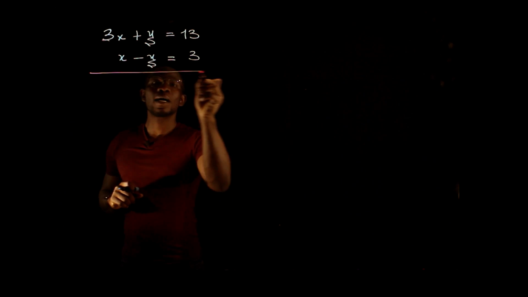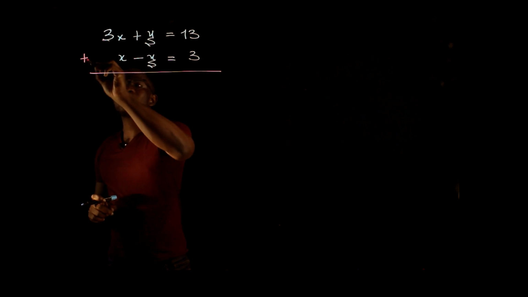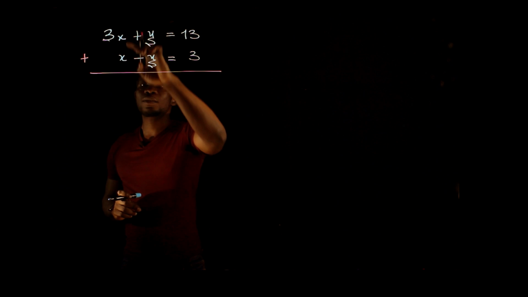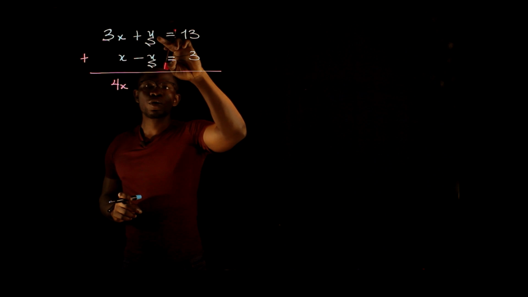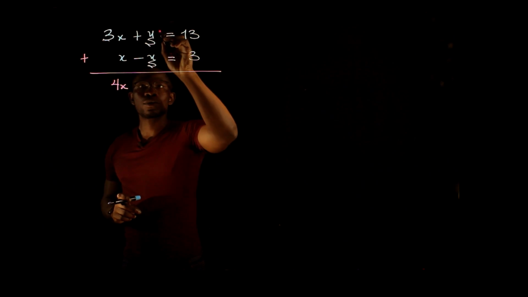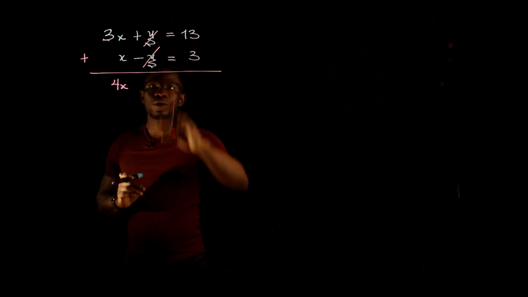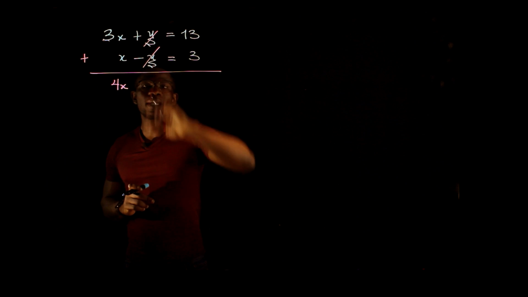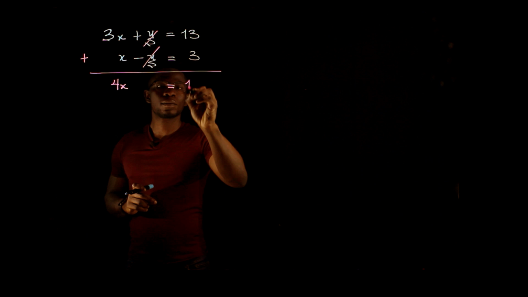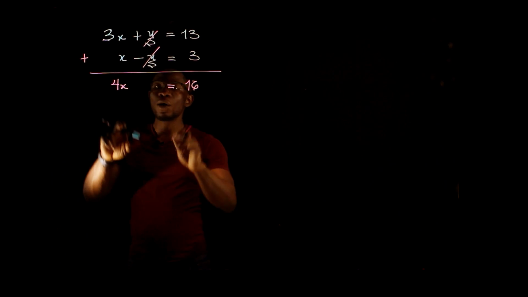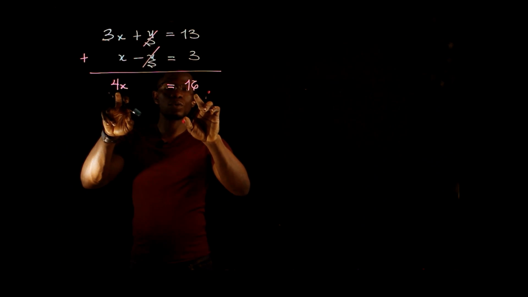So if we add these two equations, 3x plus x becomes 4x. But plus y minus y cancels out each other. And that's why it's called the elimination method, because we've eliminated y here. And so 13 plus 3 becomes 16. So now we've brought this down to the point where 4x is simply equal to 16.